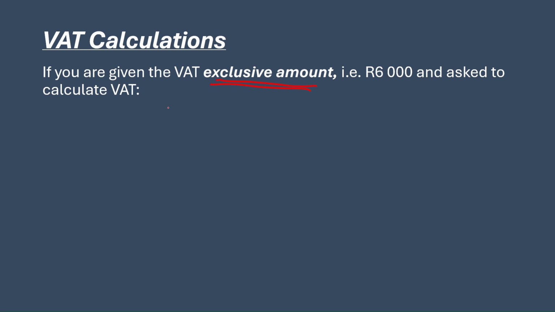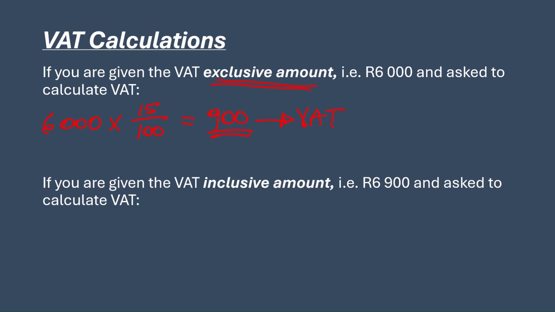So if it doesn't have VAT, how do you calculate VAT? We would say 6,000, then you multiply it by the 15%, right? Because VAT is 15% of whatever the selling price was. Then obviously we would get our answer as 900. This would be the value of VAT. Okay, that would be VAT.